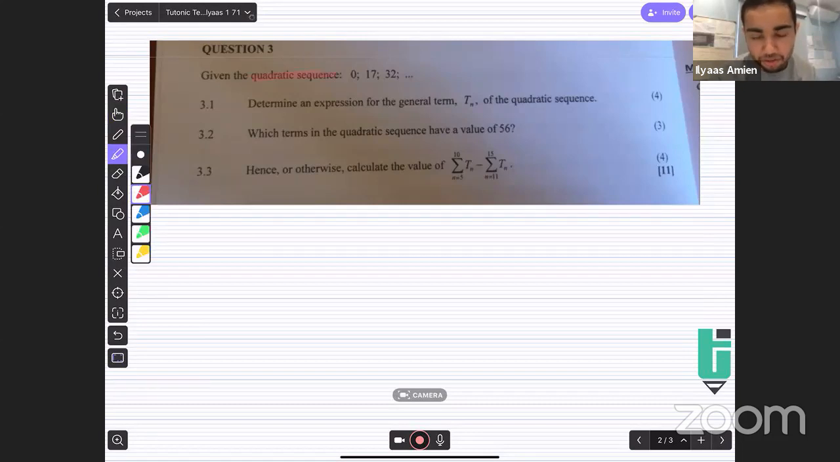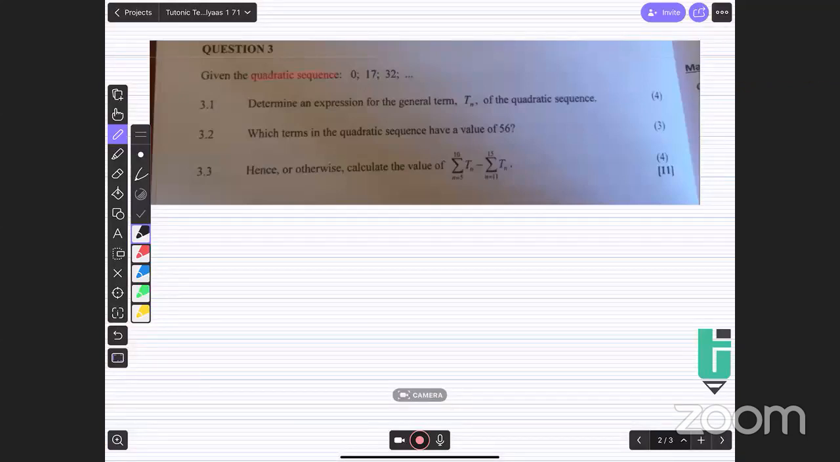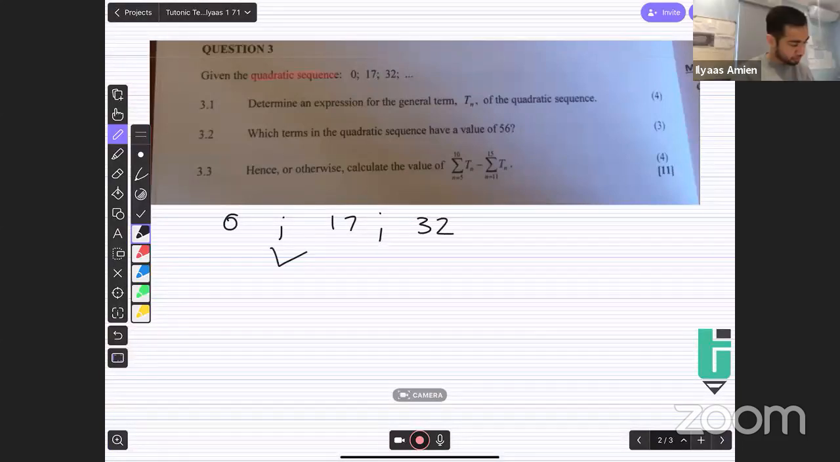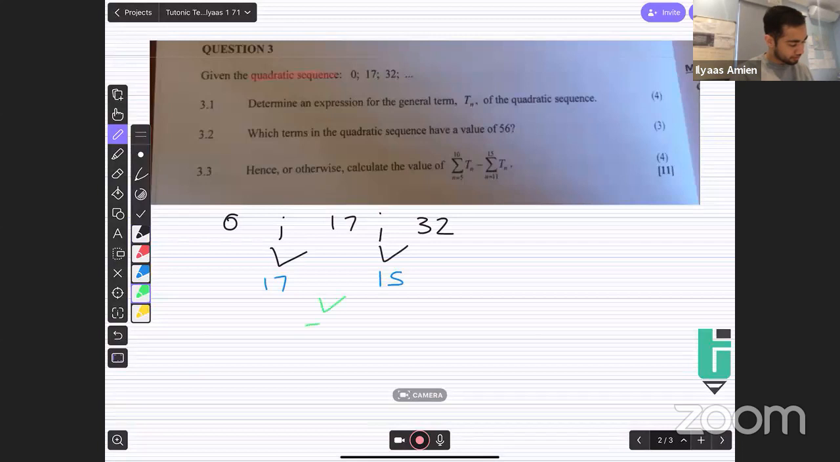Just like with arithmetic, constant first difference. Geometric, constant ratio. So what did you do when you wanted to work out the general term? I worked out the first difference and then the second difference, and then I worked out A, B, and C. So what's the first difference here? It's 17 and 15. And what's the second difference? Minus 2.